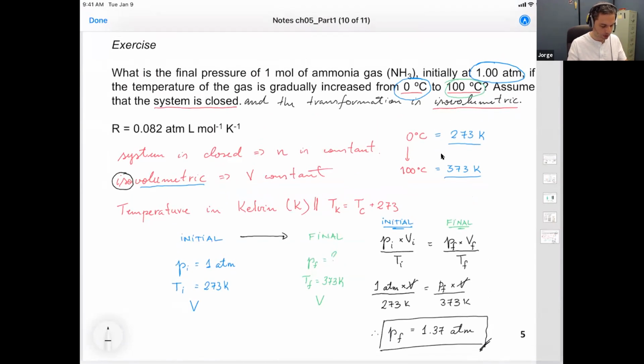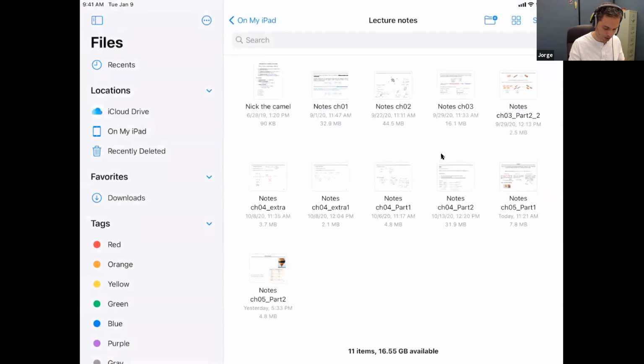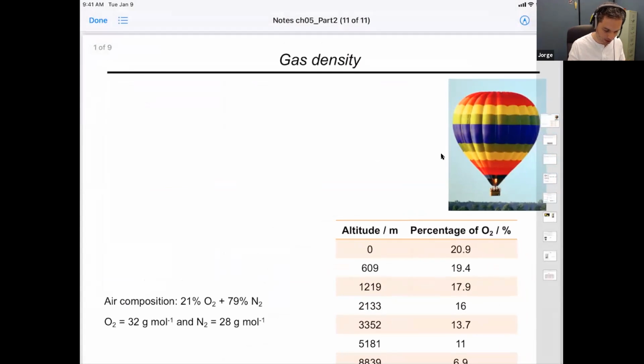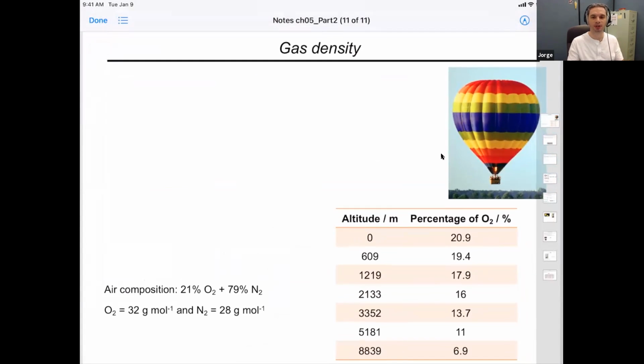Okay, so that was this for the first part. Now let's move on to the second part of this chapter. Okay, so let's start talking about gas density.